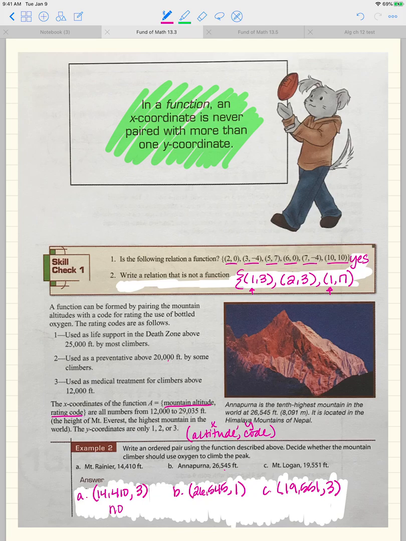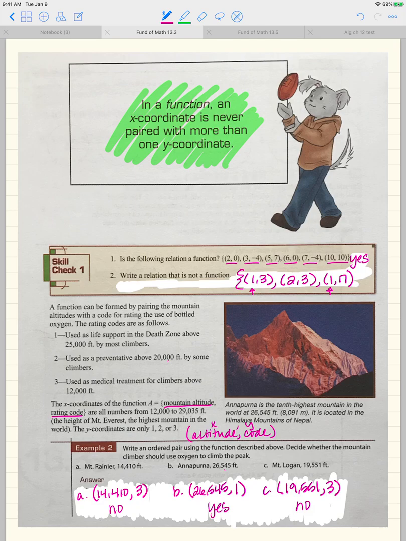B, should the climber use oxygen? Number 1 says oxygen is used as life support. Okay? If you are climbing a mountain, do you want to stay alive? Do you want your life supported? Hopefully your answer is yes. So should any climber use oxygen if they are climbing in what's called the death zone? Yes, they should.